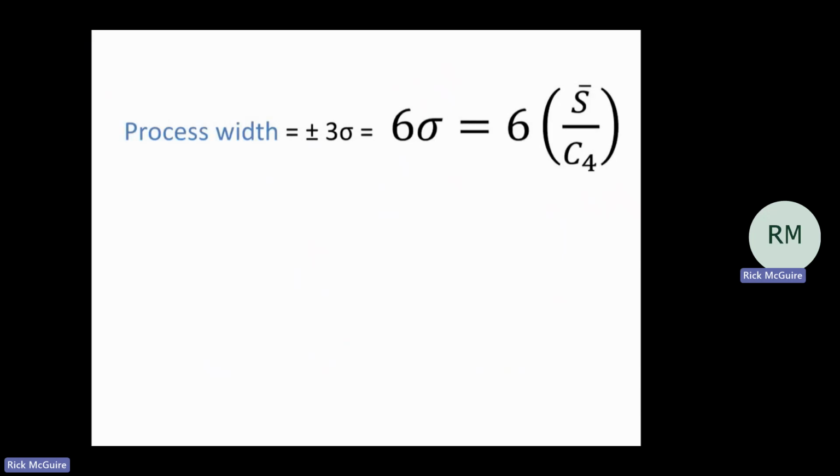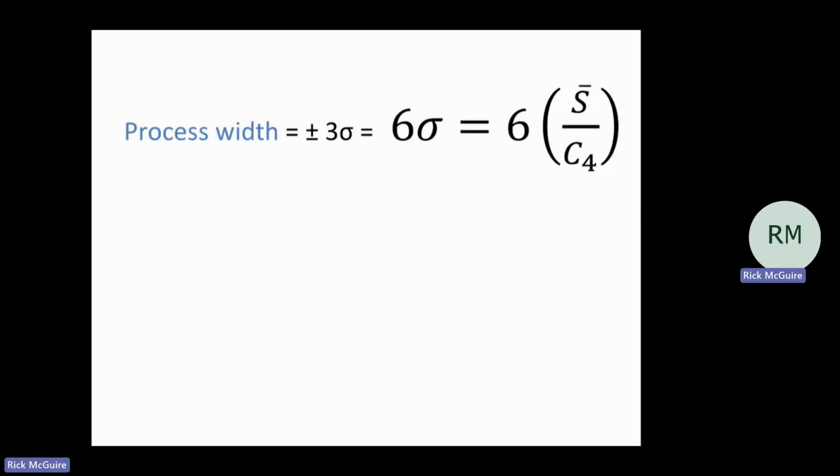Now that we've figured out a formula for the population standard deviation, I can begin to calculate my process width. My process width is going to be plus or minus 3 standard deviations of the population. That's simply by definition, similar to the control chart being plus or minus 3 standard deviations of the subgroups. Process width is also equal to, of course, 6 total standard deviations.